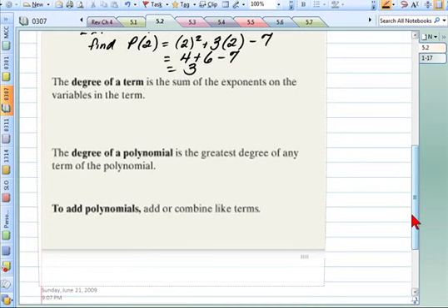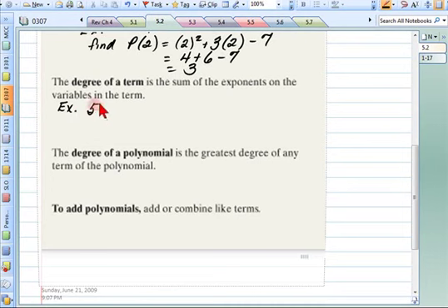Degree of a term. All right, we know what a term is. It's kind of like a mathematical word, and it can be made up of numbers or numbers times variables. The degree of the term is the sum of the exponents on the variables of the term. So I'm going to write down a term, and I want us to figure out what its degree is.